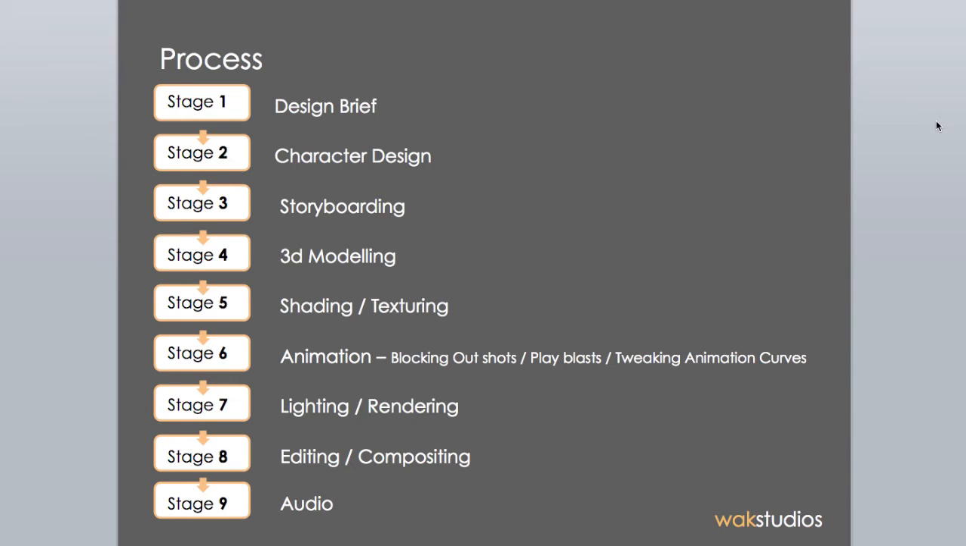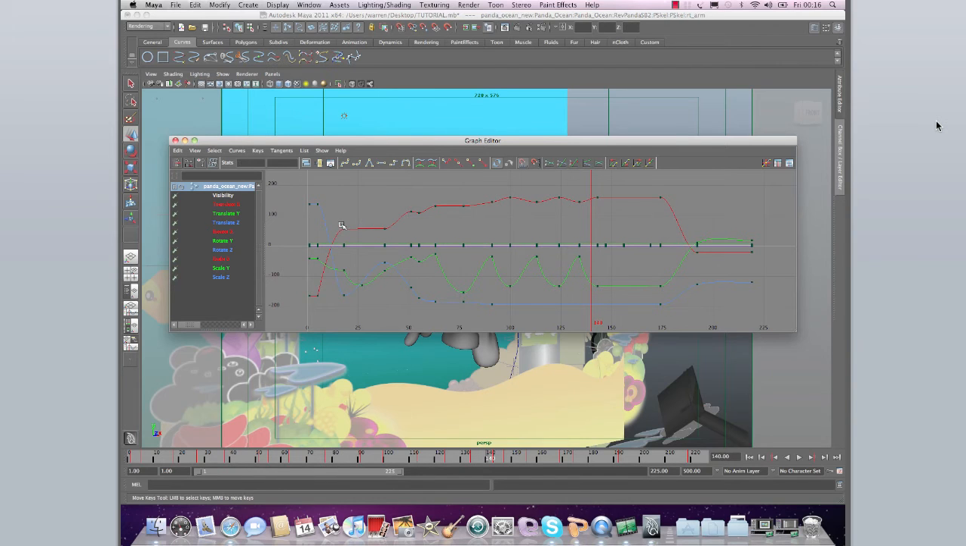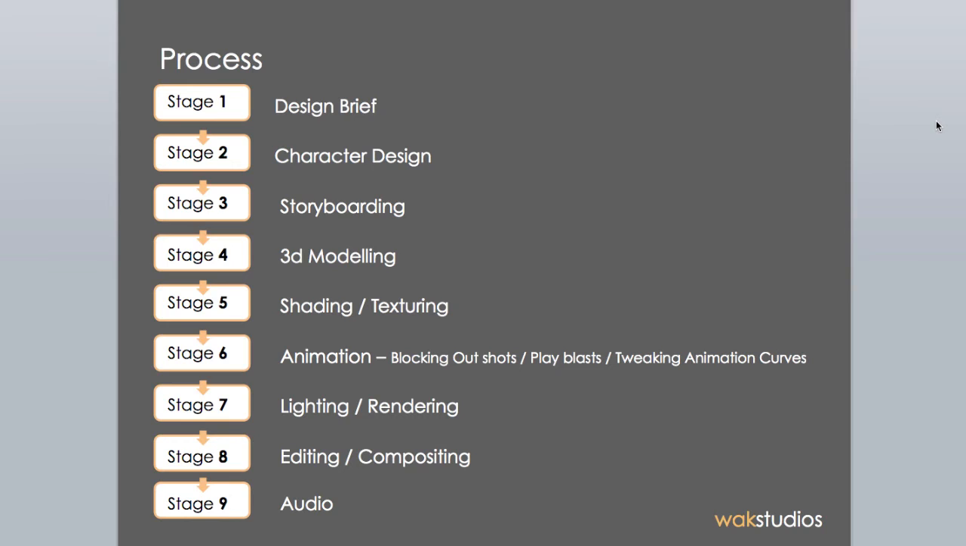Stage 5 was the shading, and obviously the texturing element, where using the transparency maps came into play. So that was a way of getting around making this animation quicker. Stage 6 was the animation itself, so blocking out the shots, creating the playblasts, and obviously tweaking the animation curves within the graph editor. So we could really go to town on it.